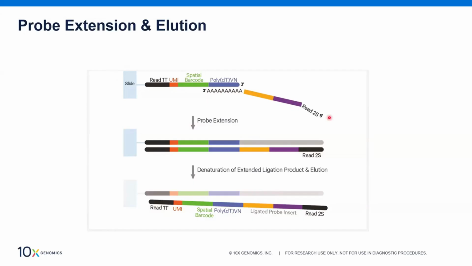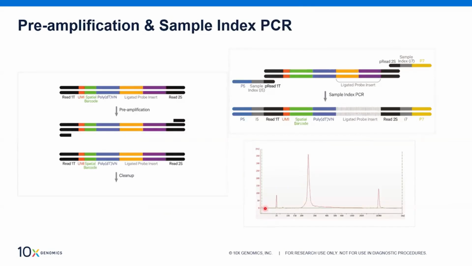So you see that this is our captured product, and we move on to extend this to have a full molecule that also contains the UMI and the spatial barcode. Then we denature this and break apart this ligation product and elute it from the slide itself. So as you can see here, this is on the slide. And now we move off the slide into the tubes, where we are going to run a pre-amplification to just have enough product to work with in the following steps.